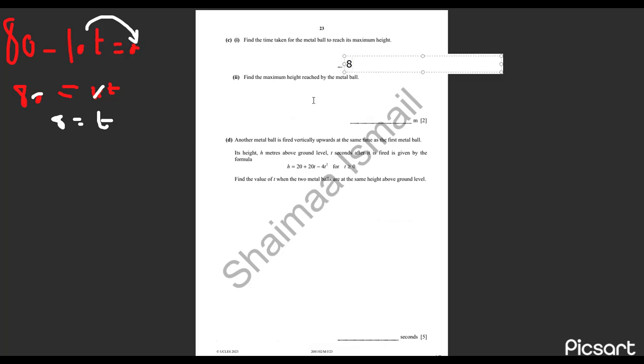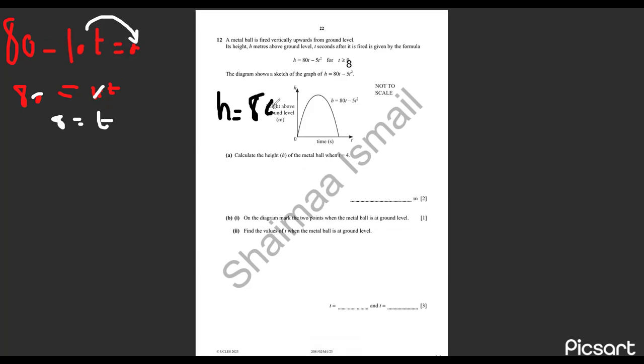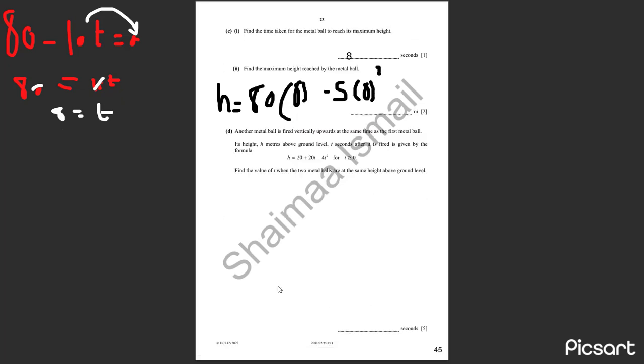And find the maximum height reached. In the previous question we needed t, now we need h. So we take the t and put 8 instead of it: 80 multiplied by 8, minus 5 multiplied by t squared, which is 8 squared, 64. You calc this, put all these numbers on your calc, and you get a final answer of 320 meters. So the maximum height is equal to 320.